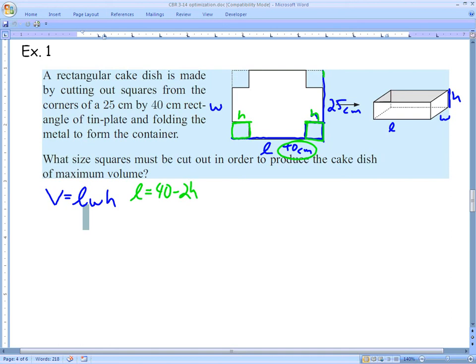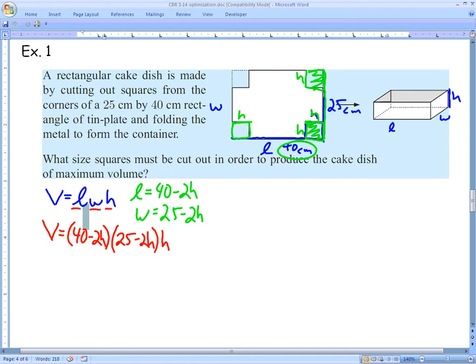Now my width, the same deal. It started off as 25 centimeters, but I'm taking away this H here, and I'm also taking away this H right here. So there's an H getting subtracted and another H getting subtracted. So my width is going to be equal to 25 minus 2 of those H's. So let's rewrite this now, all in terms of H, the variable that we're trying to optimize. So we have volume is equal to length, which is 40 minus 2H, and width is 25 minus 2H, all times H. So that's length, width, and height, all rewritten in terms of H's.